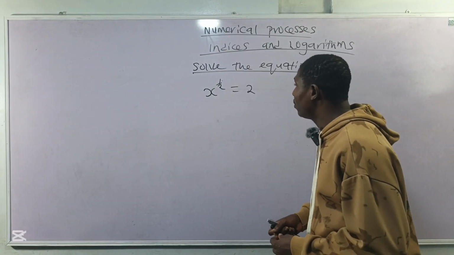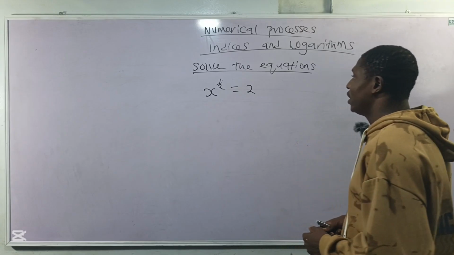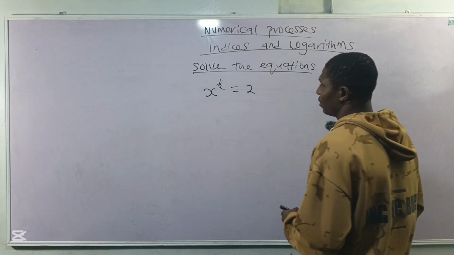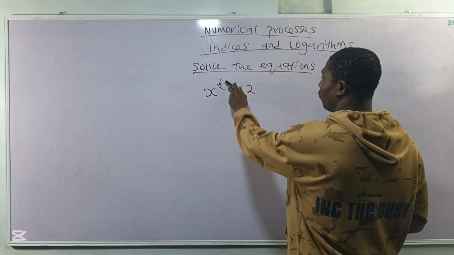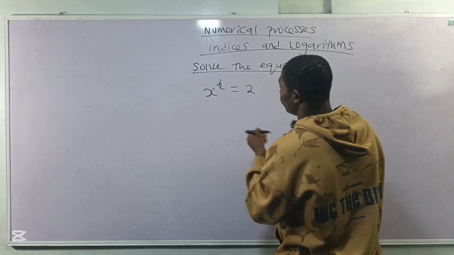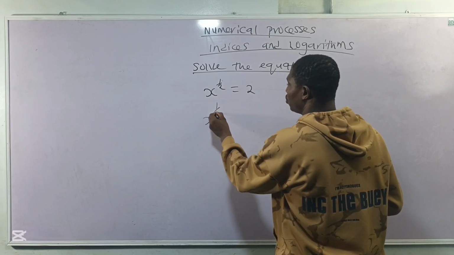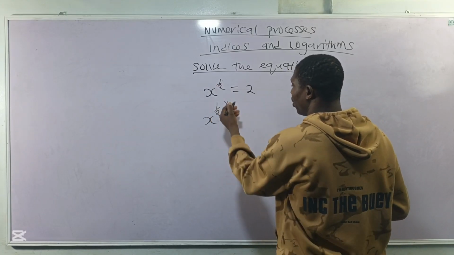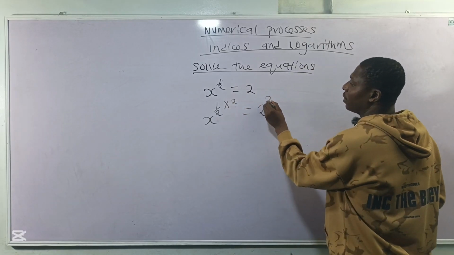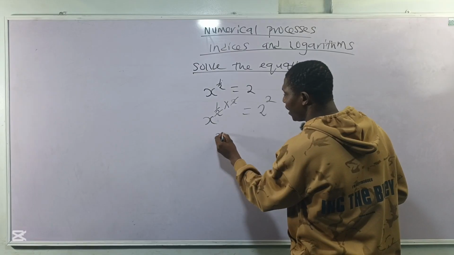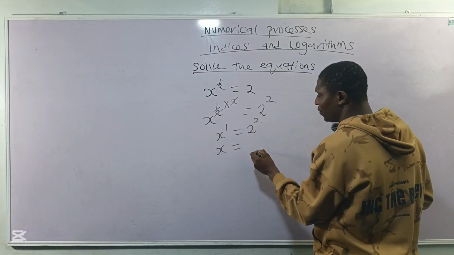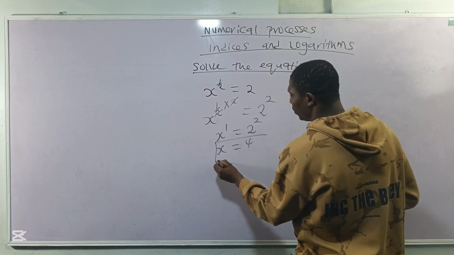We have x raised to power half equals 2, and we are to look for the value of x. To look for the value of x, let's use the reciprocal of the power, which is half, to multiply both sides of the equation. So I have x raised to power half. If I multiply it by the reciprocal of it, which is 2 over 1, which is the same as 2, this will cancel this. I'll have x raised to power 1 equals 2 raised to power 2, which gives x equals 4.